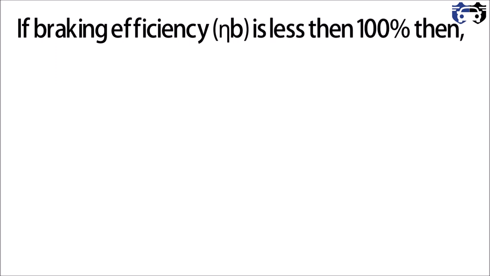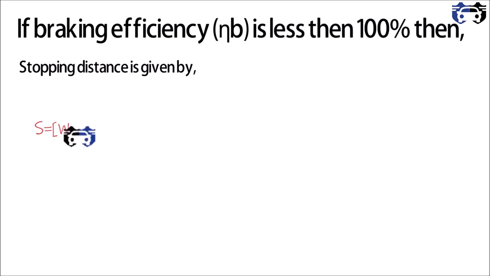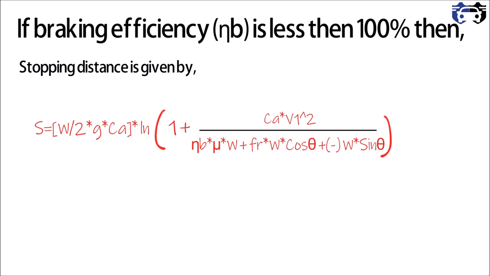If the braking efficiency is less than 100%, then the stopping distance is given by this equation. In this equation, you can see that mu into W is multiplied by the braking efficiency and other things are the same.